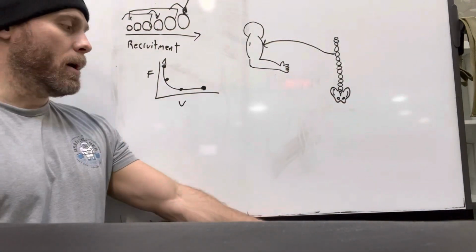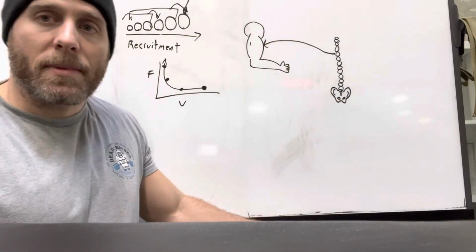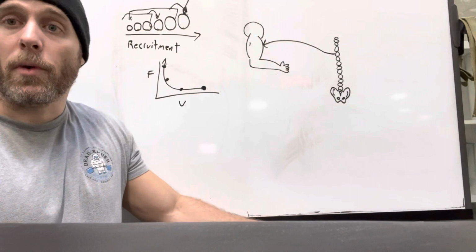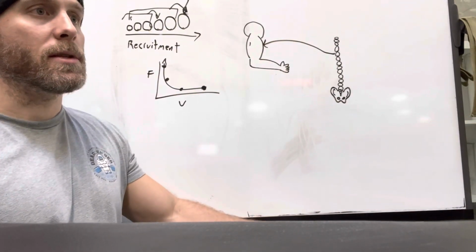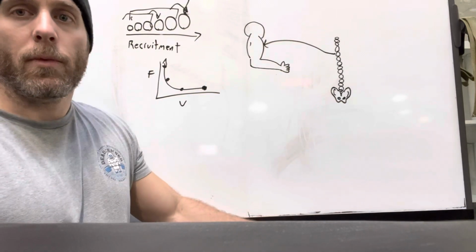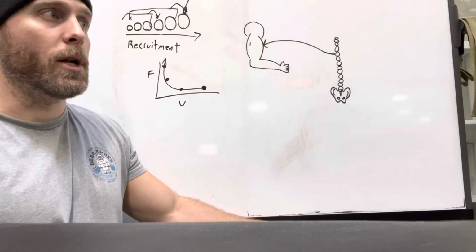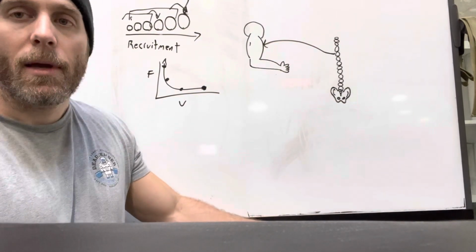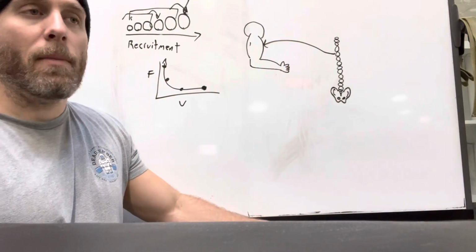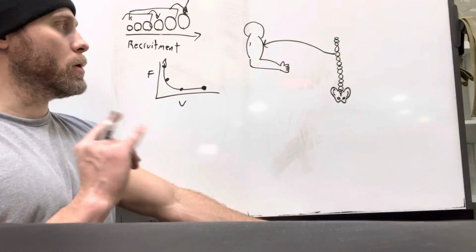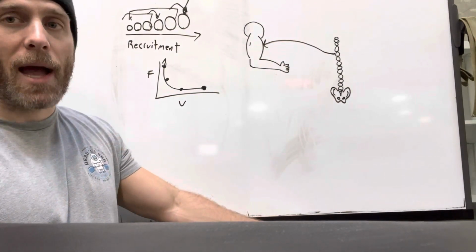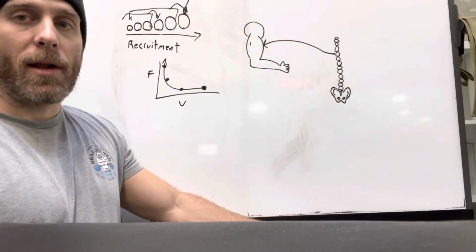Another thing to think about when we're programming this stuff is rep schemes, keeping those reps low like we're doing a power set. If we were doing power cleans or even plyometrics by themselves, what would your rep scheme be? Probably 2 to maybe 4 reps, something that you can recover a lot from, and then having a lot of rest in between, okay? So those two movements can be back to back because you're trying to recruit that muscle, but then having a lot of rest in between.